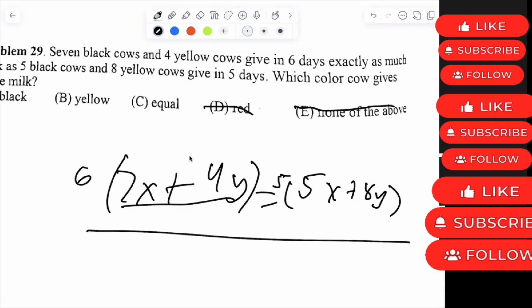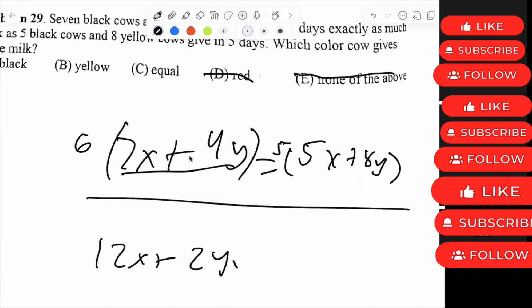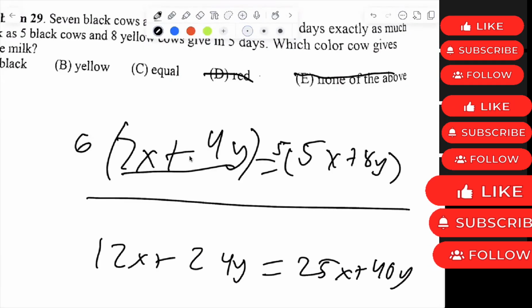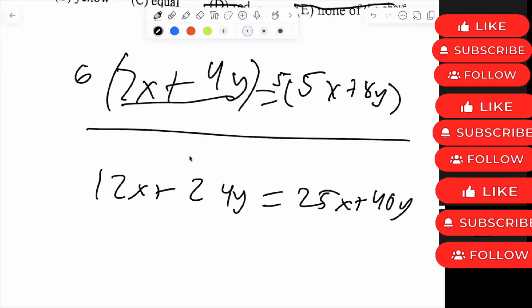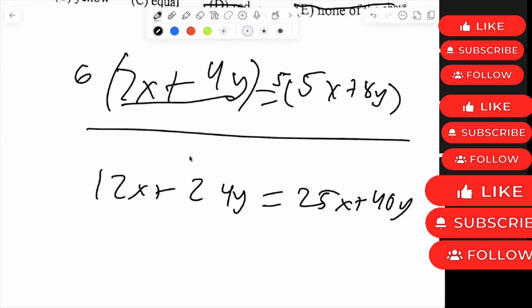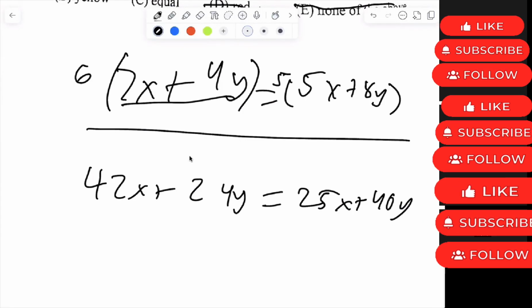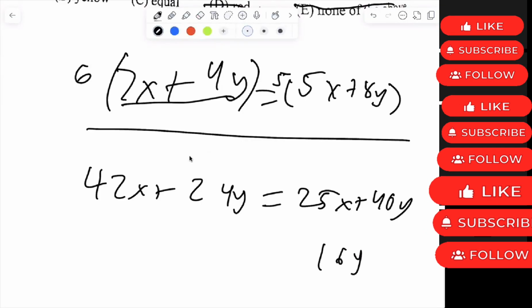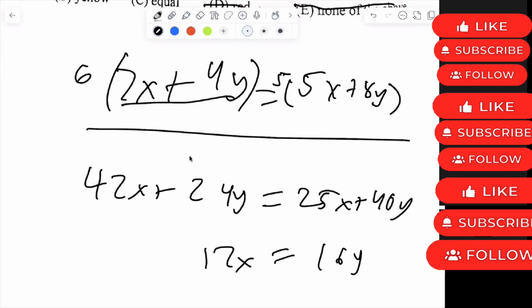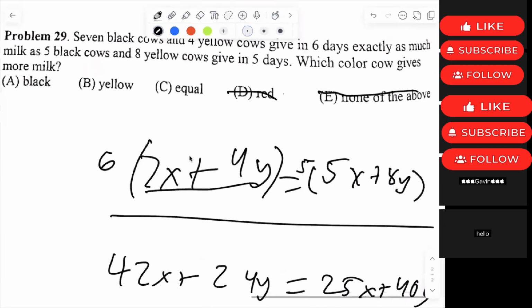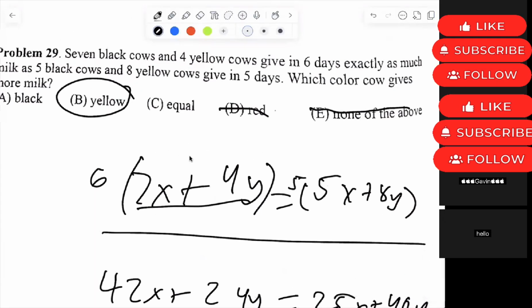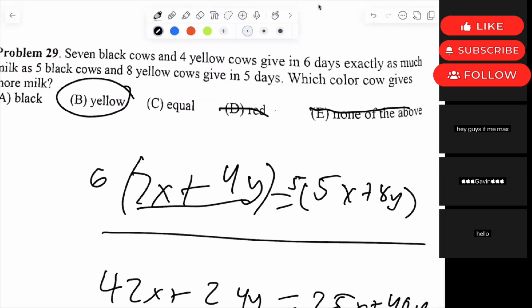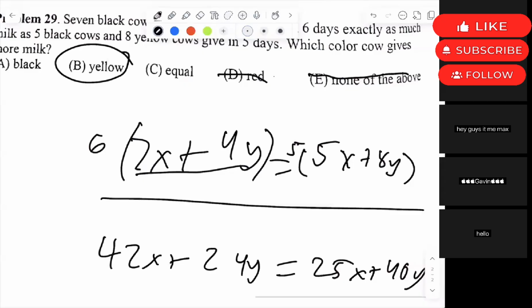So doing this instead, times 6, it gives you 42x plus 24y is equal to 25x plus 40y. Doing the manipulation, oops, I'm sorry, that should be 42x, and that should get you 60y is equal to 17x. This is just telling you y is a bigger value, or yellow gives more milk, right? So B is our answer. That's it for today's class. I hope you guys have a wonderful weekend, and I'll see you next week. Bye.